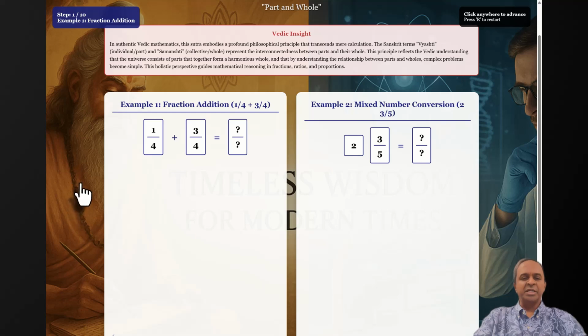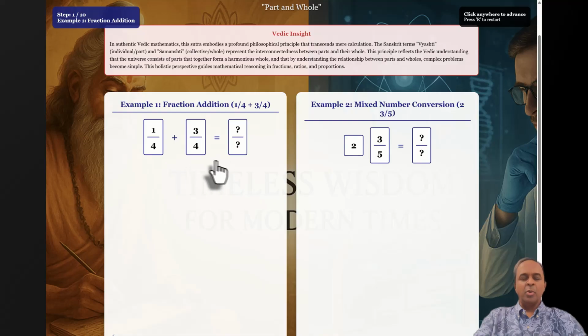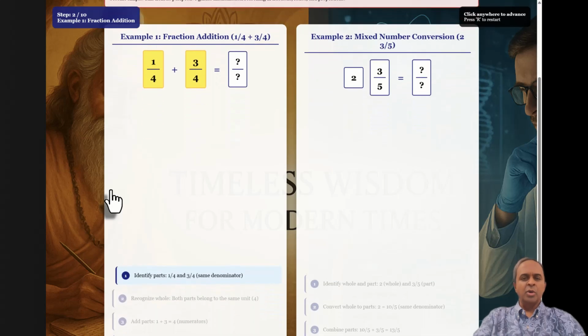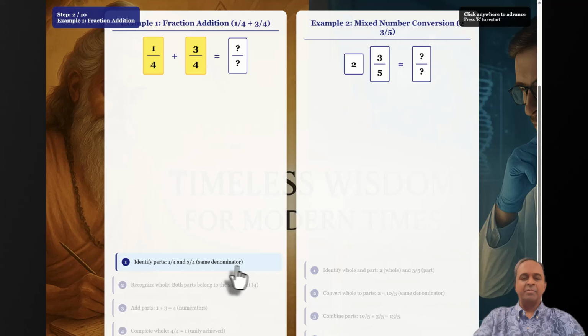so let's look at the first example where we have a fraction which is 1 divided by 4 plus 3 divided by 4, right? In modern math, we know, okay, the base is the same and you just add, but that's not how we will look at it. We will look at these relationships between part and whole, and we'll use that to solve this. So that way, any other large numbers can also be done similarly. Okay. So the first step is identify the parts. So 1 by 4 and 3 by 4. So what is common? It has the same denominator.